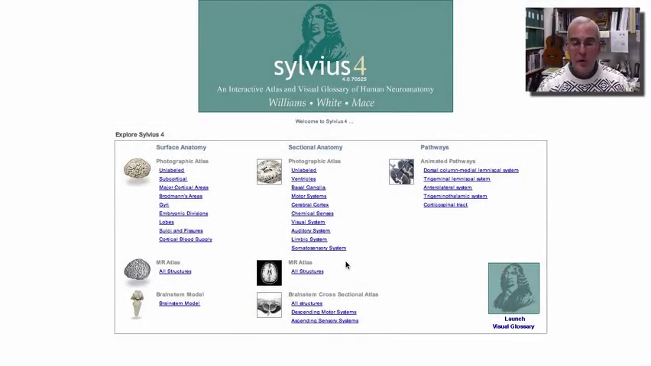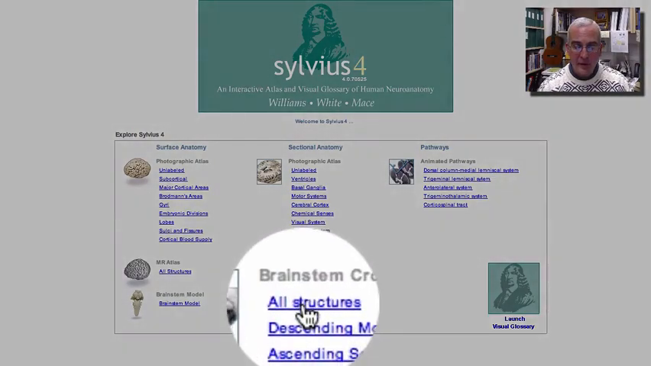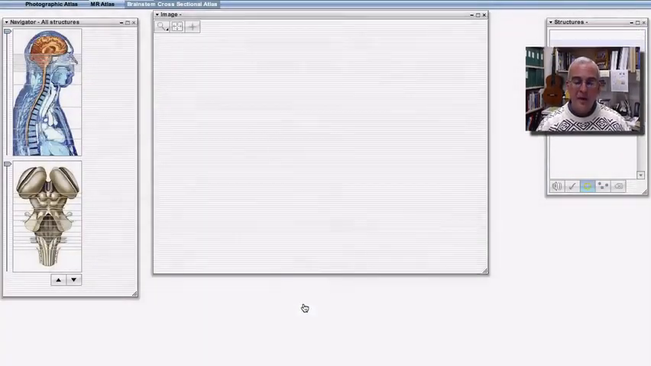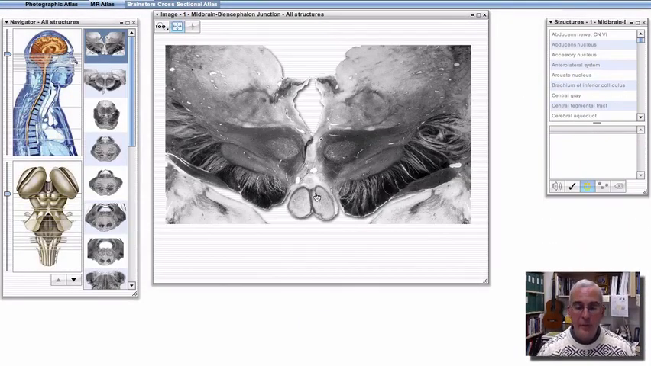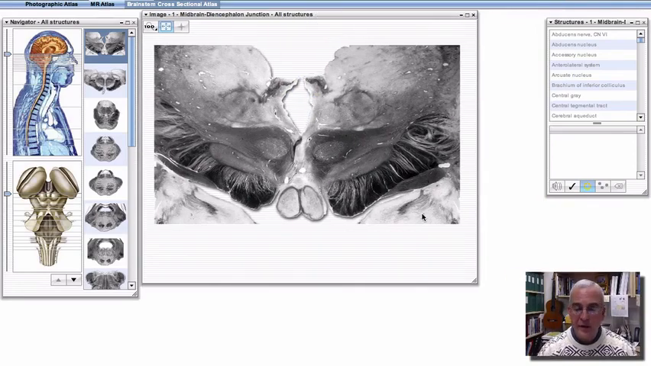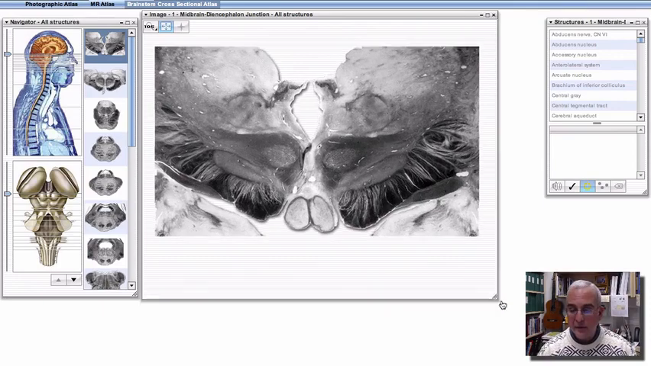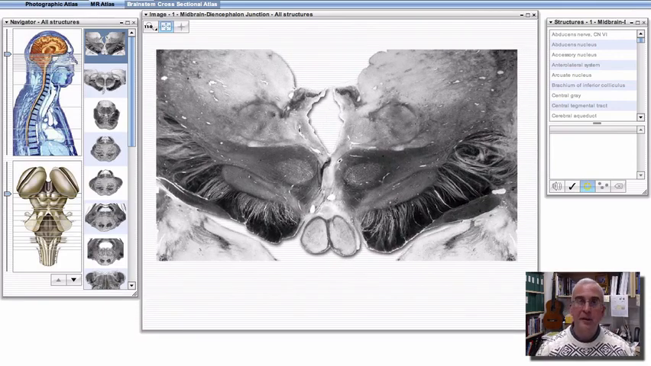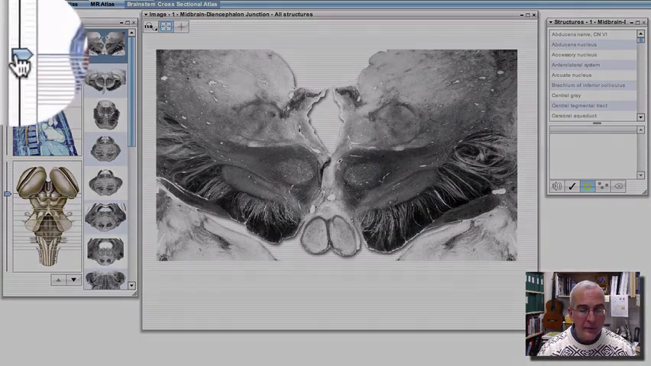Okay, so I'm going to open up the Brainstem Cross-Sectional Atlas in Sylvius, and I'm going to click on All Structures. And so this opens up a view of histological cross-sections through the brainstem that extend all the way into the spinal cord. So in a different tutorial, I've taken you through the brainstem. So what I'm going to do is jump right to the spinal cord.